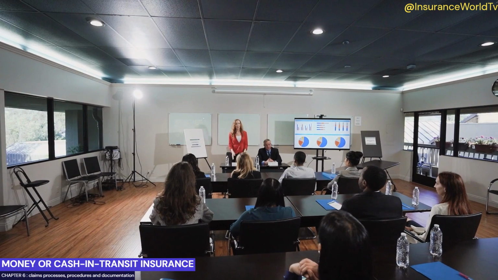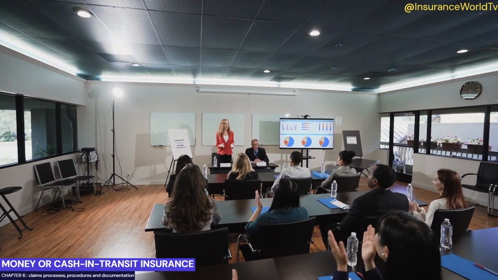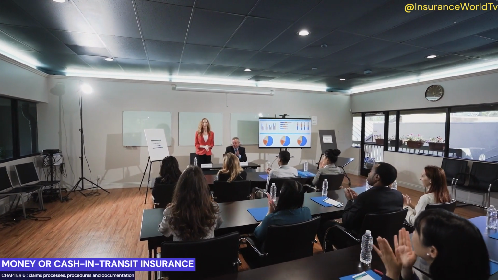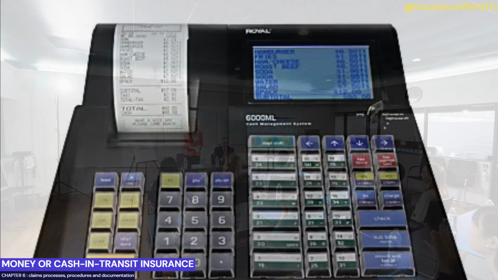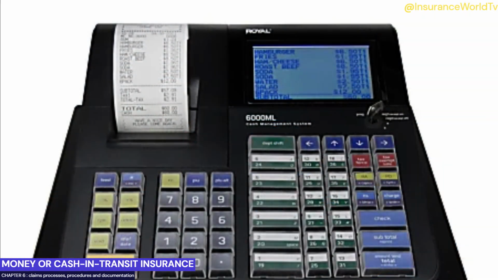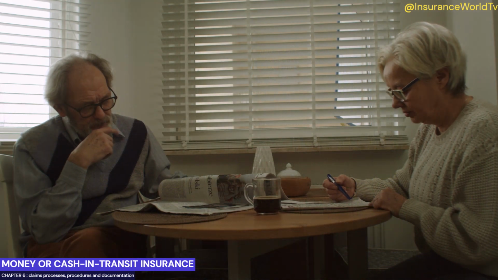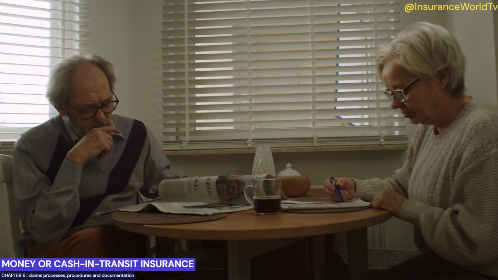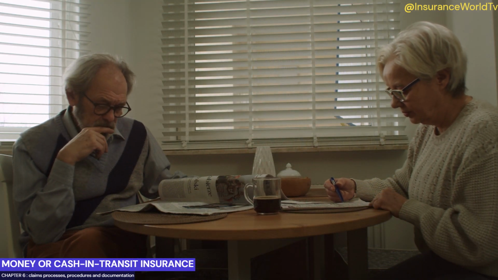The claims process for a money or cash-in-transit insurance policy involves several steps that need to be followed in the event of a covered loss. Timely and accurate reporting and documentation are essential to ensure a smooth and efficient claims settlement. Here is an overview of the typical claims procedures and processes.